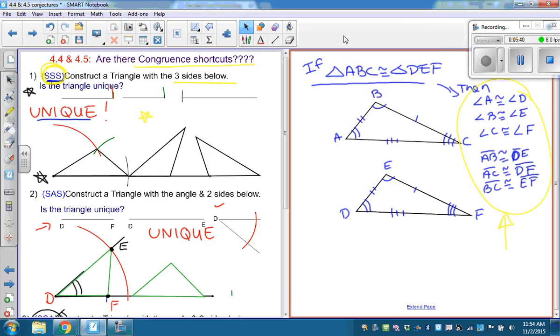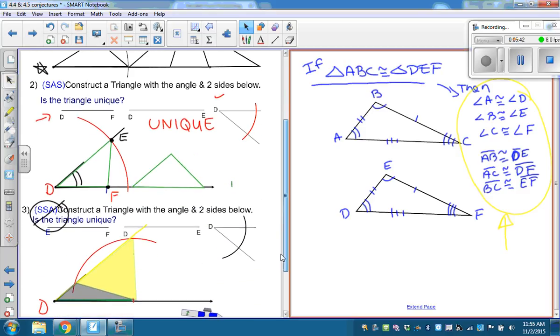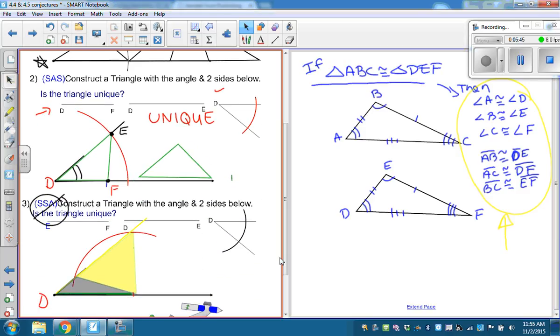Okay, so for the second one, it should have also turned out to be unique. Your triangle should have looked, you know, like this if you rested it on the longest side.